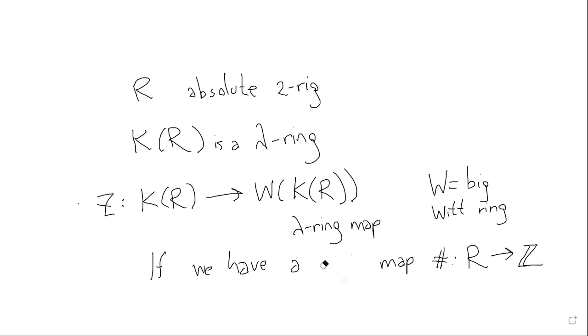Let's say, like if we have a, let me do it a different way. So, let me say it like this. Let's say we have this map, and I guess I'm gonna weasel out of some problems by saying it's a map from K of R to the integers.